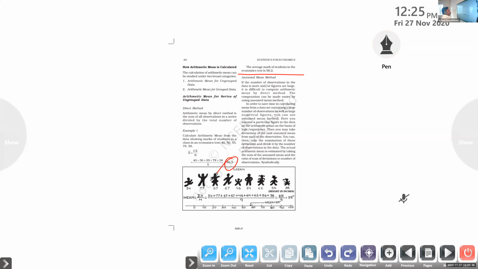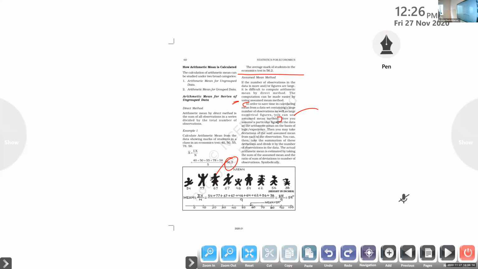The computation can be made easier by using the assumed mean method. So we are using another method to find the answer, basically termed the assumed mean method. In order to save time in calculating the mean from a data set containing a large number of observations as well as large numerical figures, we are using this method. So the question is, in what circumstances are we using the assumed mean method to find the average? This is the answer.